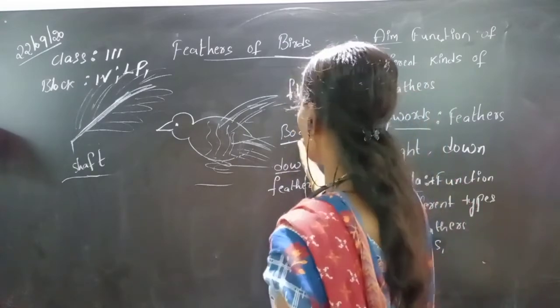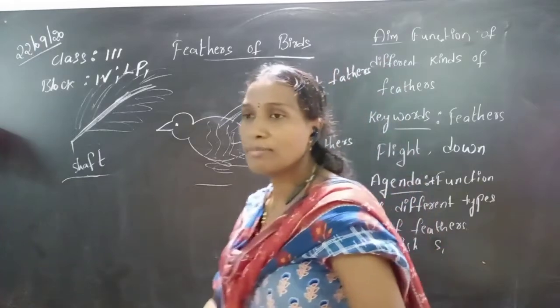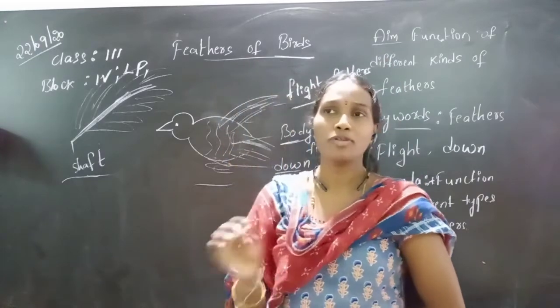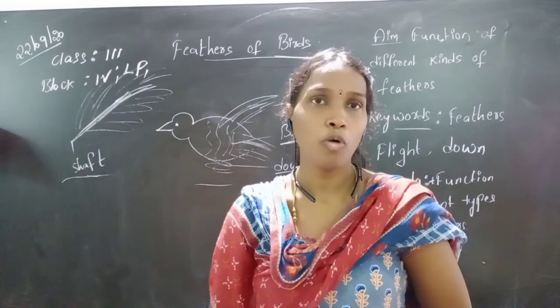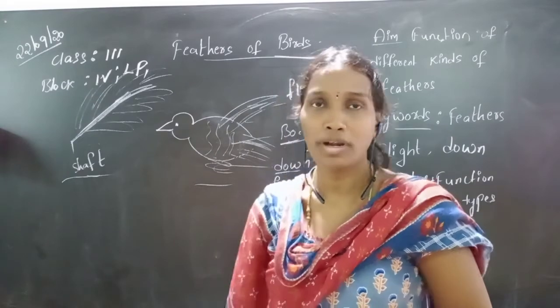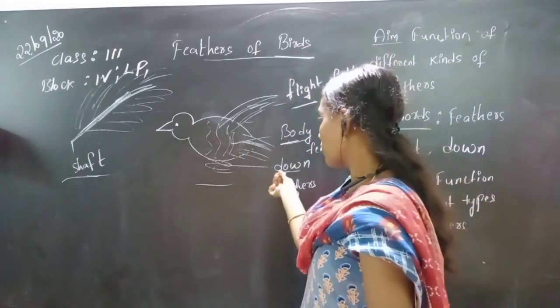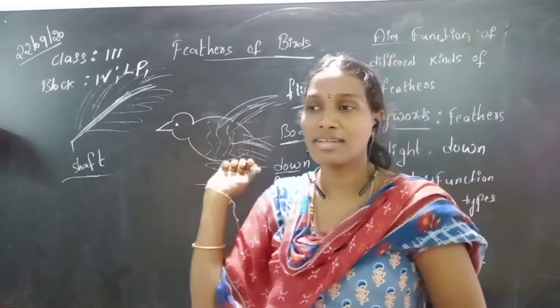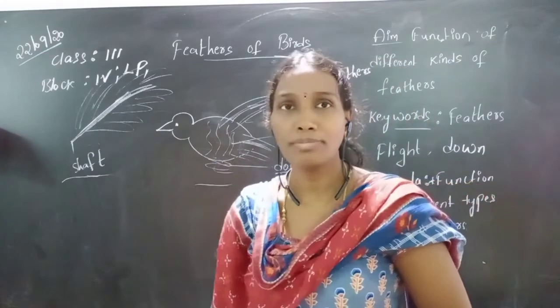Now we are moving to the body feathers. Body feathers are mainly present in the body, so these body feathers completely cover their body. Now down feathers. These down feathers are mainly present in the down part of a bird.